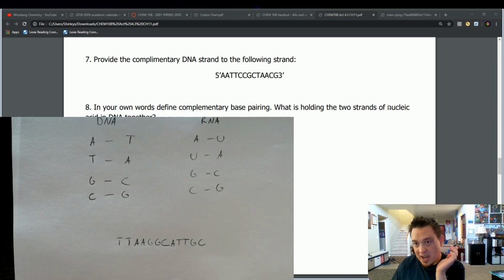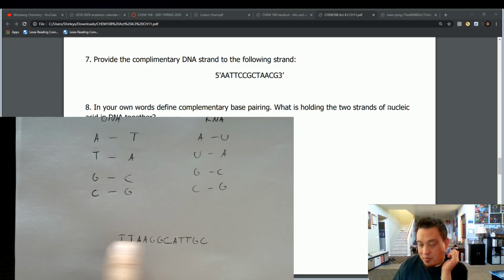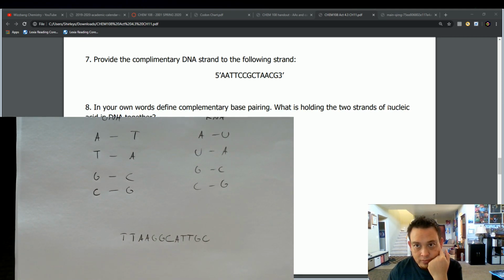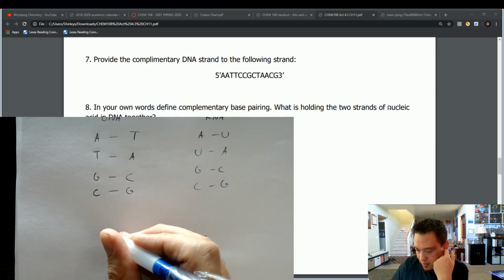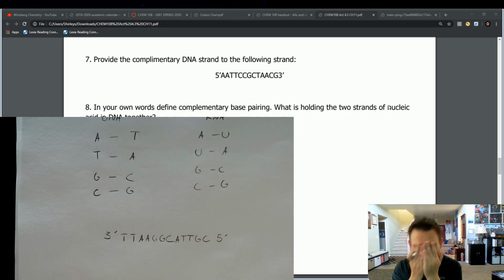So the question I have for you guys now is, reading in, is it 5 prime, 3 prime, or 3 prime, 5 prime? Is the left side here 5 prime or 3 prime? 3 prime, 5 prime. Yep. And for you guys, is the left side 5 prime or 3 prime? 3 prime, 5 prime. Yep.